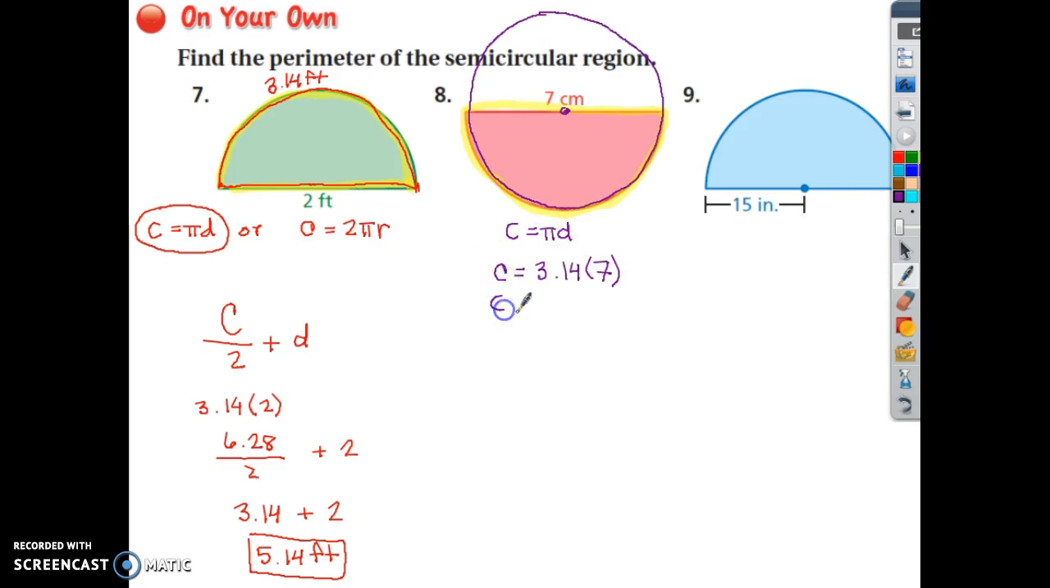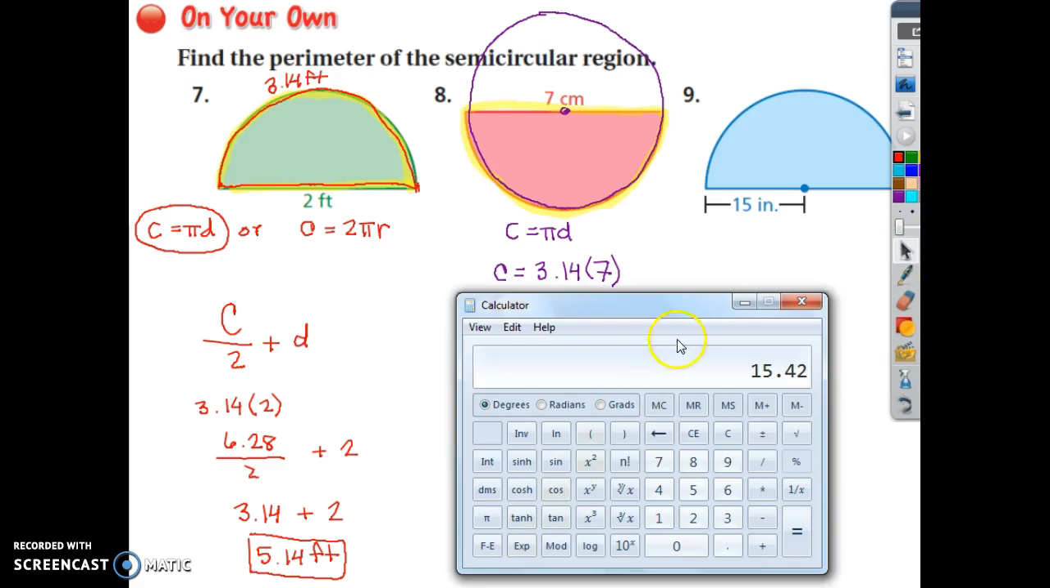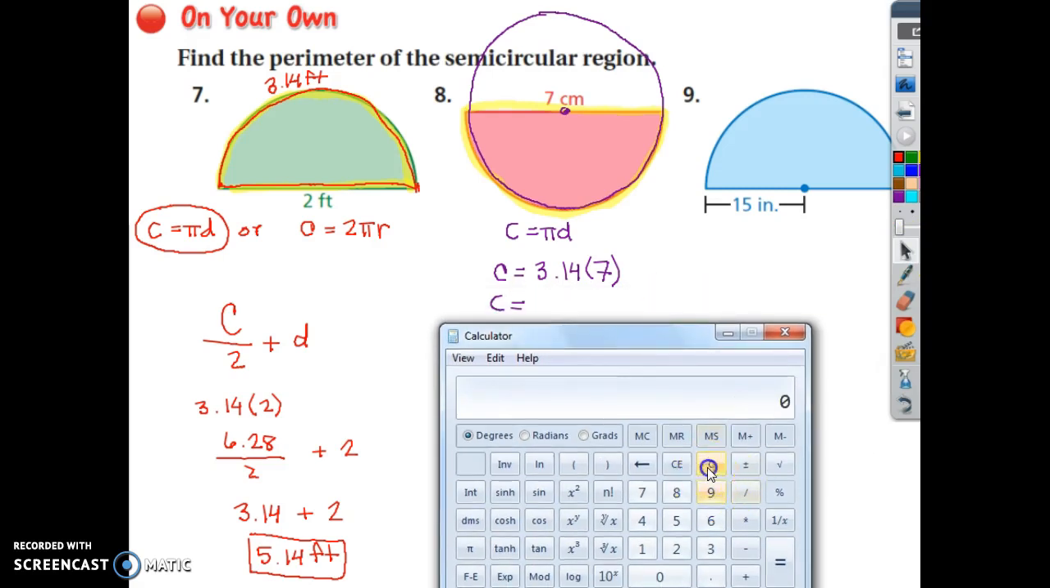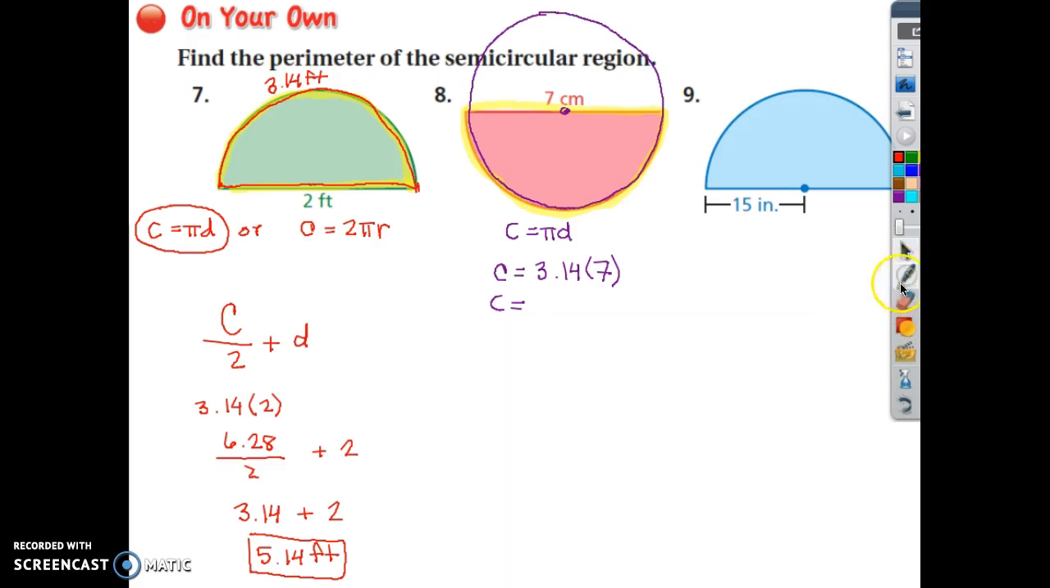Circumference then is equal to 3.14 times 7, so I'm going to go ahead and get out a calculator and do the multiplication. 3.14 multiplied by 7 gives me 21.98. So circumference is 21.98 centimeters. However, that is for a whole circle. We only have 1/2 of a circle. So I actually need to take that whole circumference and divide it in half.